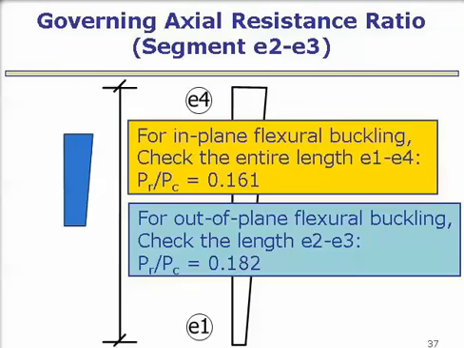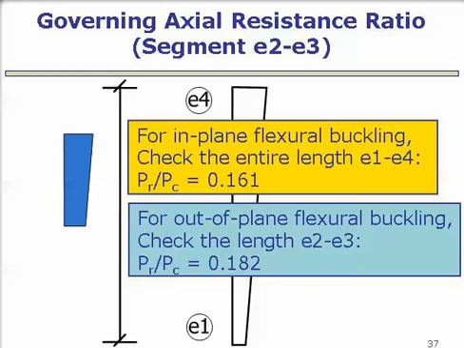And so now what you have to get your head around is, if I'm dealing with in-plane buckling, it's the whole thing, E1 to E4, that I'm working with and thinking about, going inside sway. If we look at the numbers we get, based on what I had described earlier when we walked through the calculations for this, we get 0.161 for that.